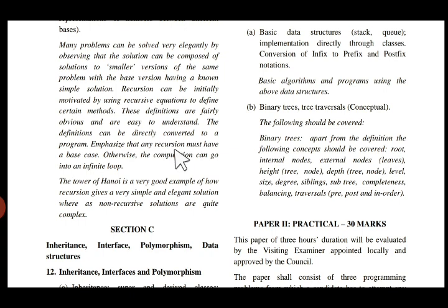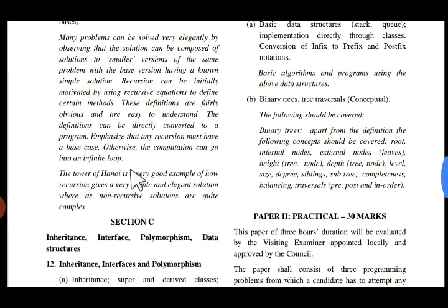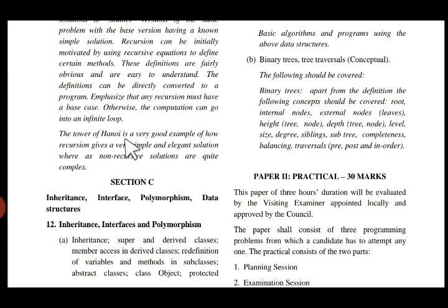Emphasize that any recursion must have a base case, otherwise the computation can go into an infinite loop. The Tower of Hanoi is a very good example of how recursion gives a very simple and elegant solution, whereas non-recursive solutions are quite complex.